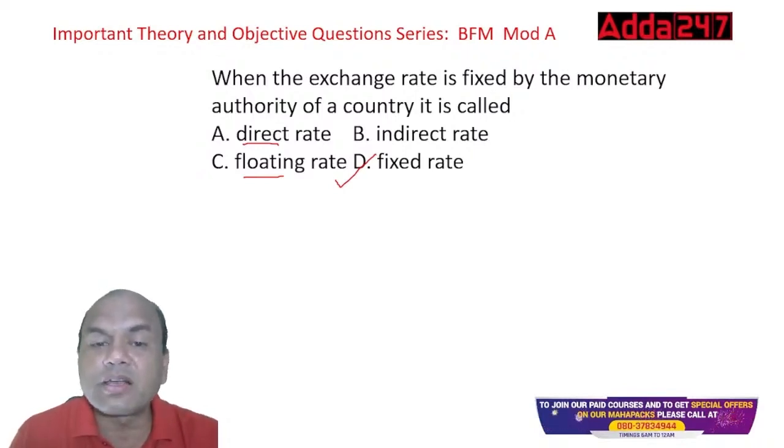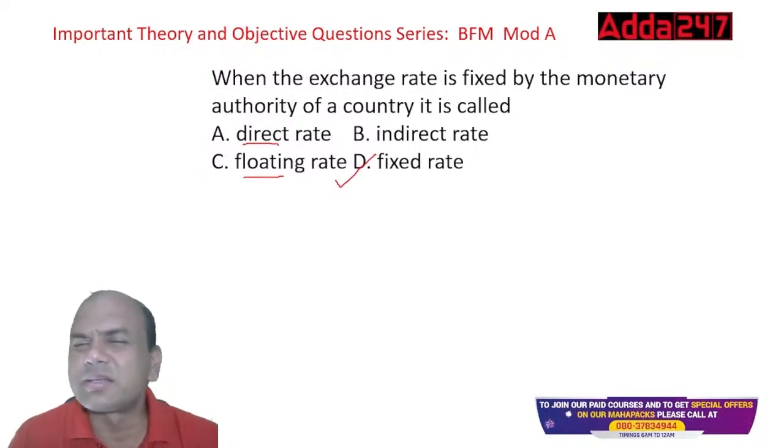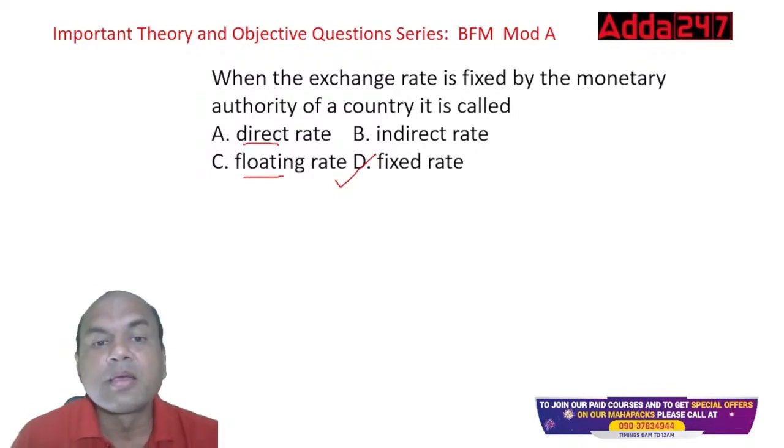Then in which country is this fixed? Fixed rate is hardly in any country now, but North Korea has this fixed rate system, and there are some minor countries. Even China, I'll tell you, is quasi-fixed. I mean, they are following a fake system. Why? Because they say they are following floating rate system.